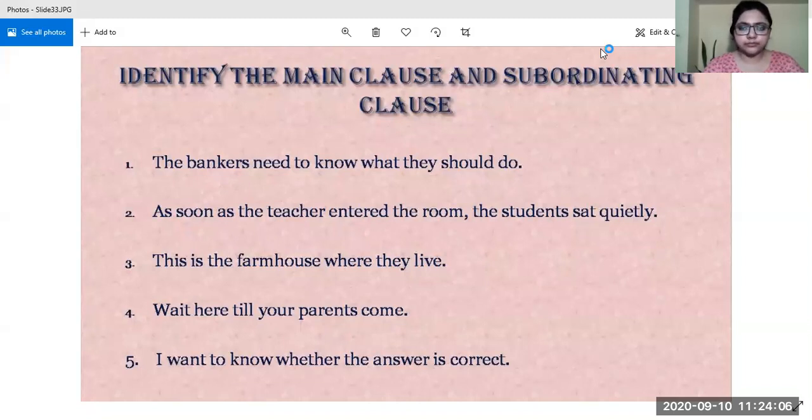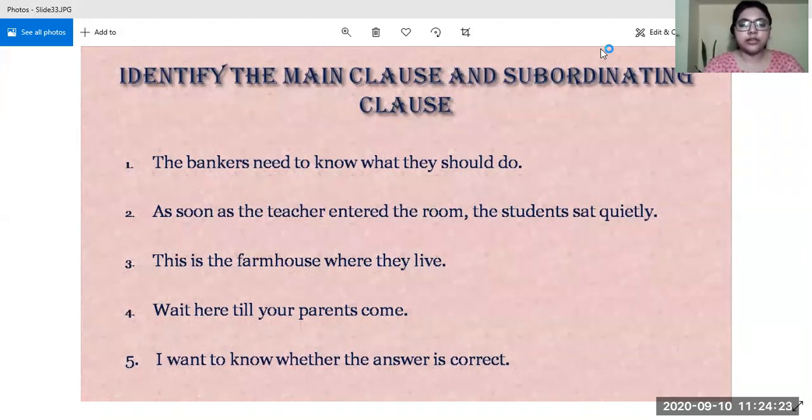Very good, Divyanshi, perfect. Next, this is the farmhouse where they lived. Tanishka? This is the farmhouse, main clause, where they live, subordinating clause. Excellent. Tanishka, very good. This is the farmhouse is the main clause. Where they live is the subordinate clause.